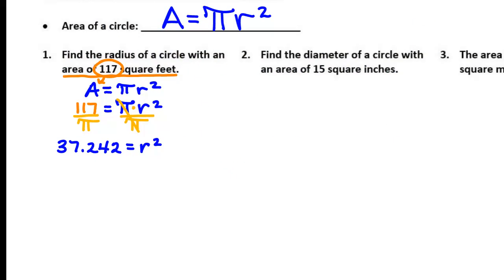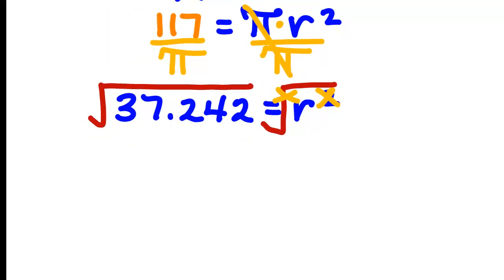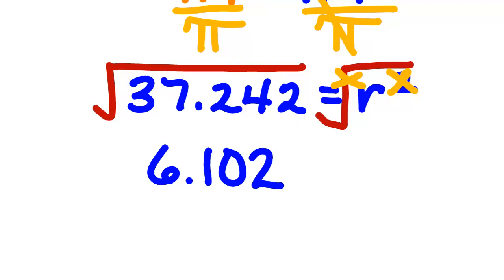Do we want r to be squared? How do I undo that? Square root. So now we're going to take a square root of 37.242. If you do it to one side, you got to do it to the other side. The squared and square root cancel out on r. And what are we left with? 6.102.